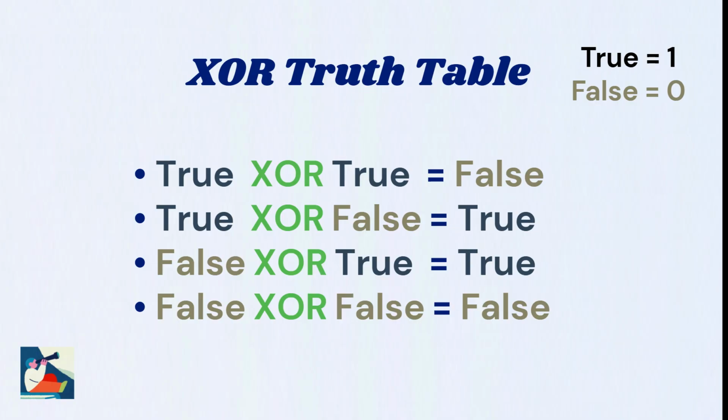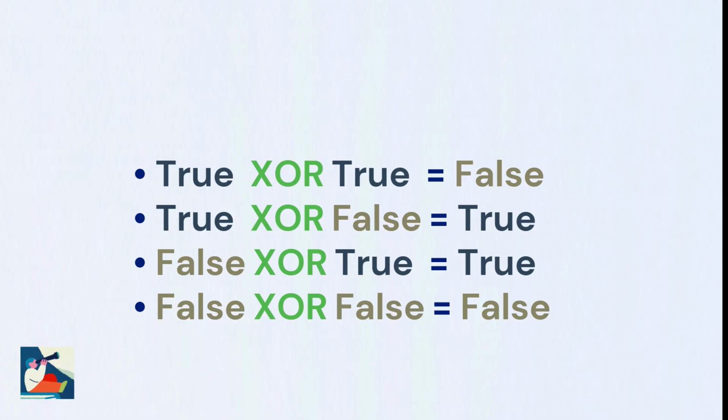XOR truth table. True XOR true equals false. True XOR false equals true. False XOR true equals true. False XOR false equals false.